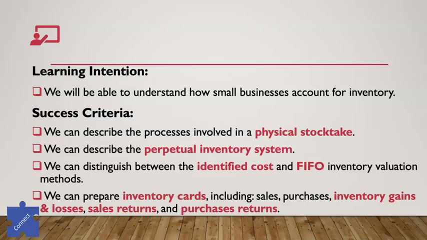I hope by the end of this video that we understand a bit more about how a small business accounts for inventory. Specifically, if we look at the success criteria, it is a successful video and a successful unit of your focus if you can describe what I mean by a perpetual inventory system, and you can explain and distinguish, so tell me what they are, tell me what's different about identified cost and FIFO, first in, first out, and we'll learn about that in a second, inventory valuation.